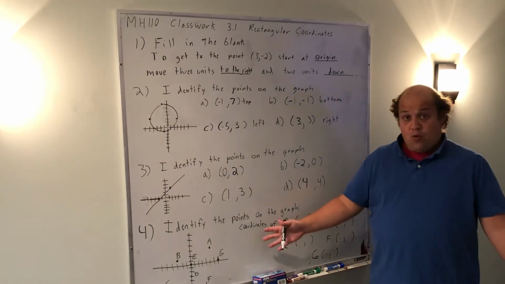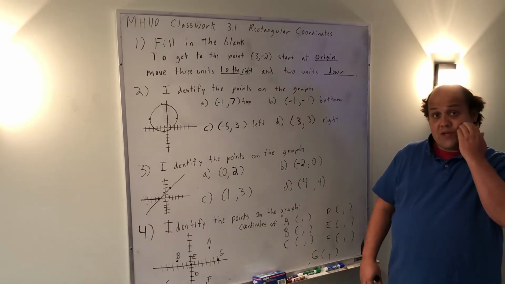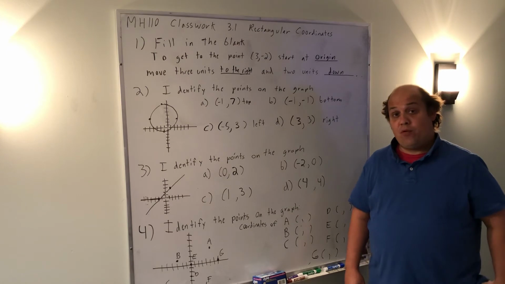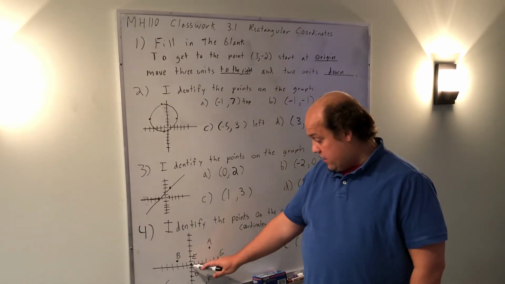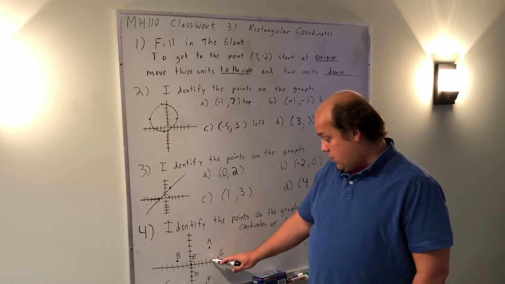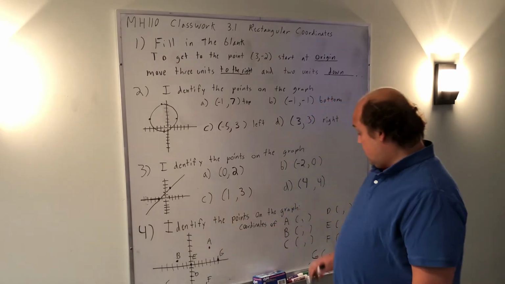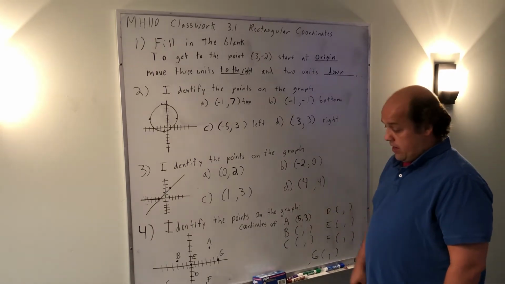For problem 4, it's going to give me a series of lettered points. All I'm really doing is saying how do I get to that lettered point from the origin. So if I start here at (0, 0) to get to A, I'd go over 1, 2, 3, 4, 5. And I'd go up 1, 2, 3. So the ordered pair for A should be (5, 3).